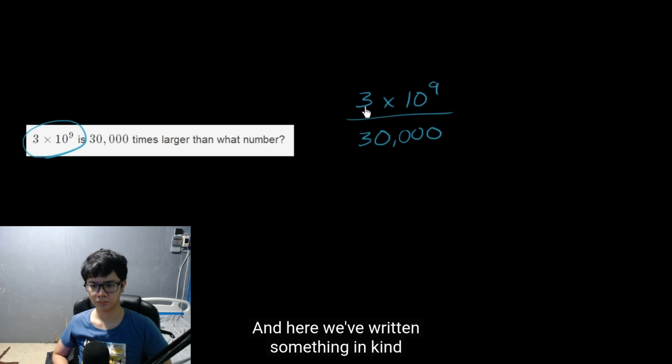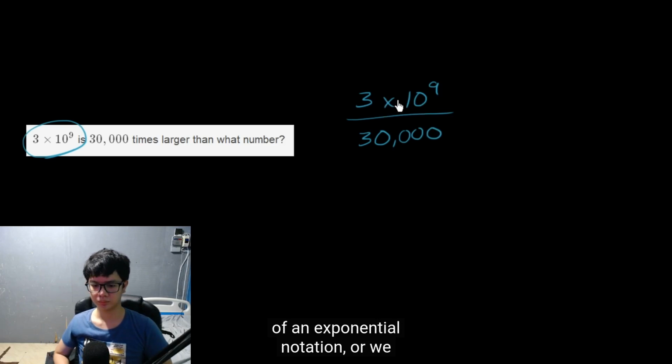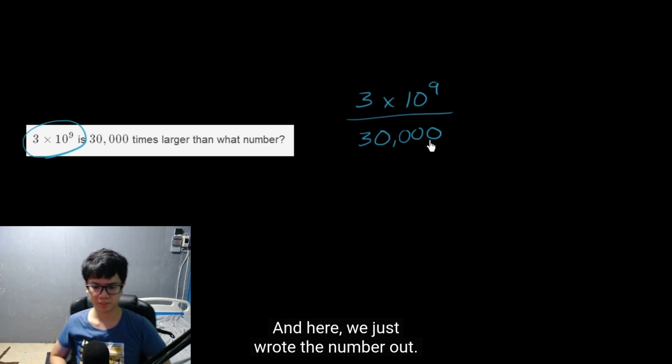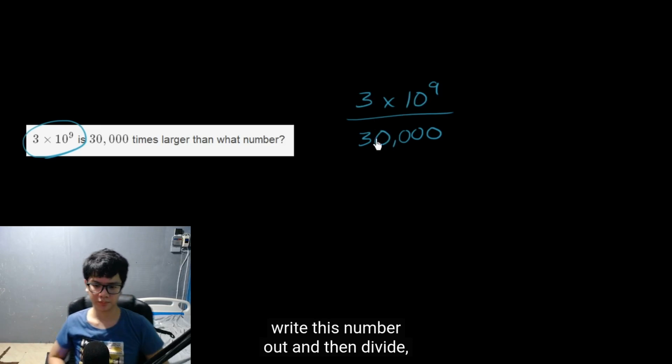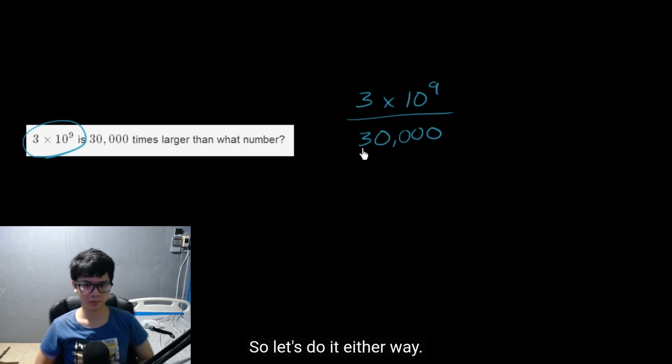And here we've written something in scientific notation. And here we just wrote the number out. So one way we could do it is we could either write this number out and then divide, or we could write this in scientific notation. So let's do it either way.